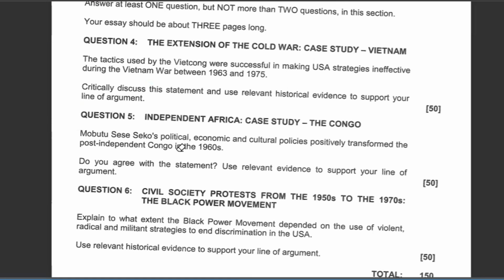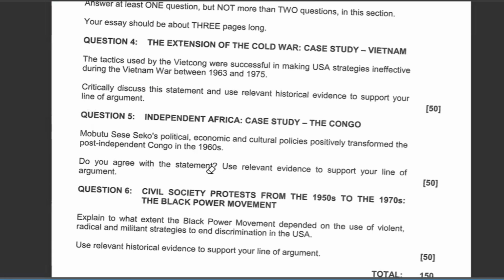Now we want to focus on question number 5. Mobutu Sese Seko's political, economic, and cultural policies positively transformed a post-independent Congo in the 1960s. Do you agree with this statement? Use relevant evidence to support your line of argument. We mentioned the nature of the questioning of the essays. This essay is based on agree or disagree.